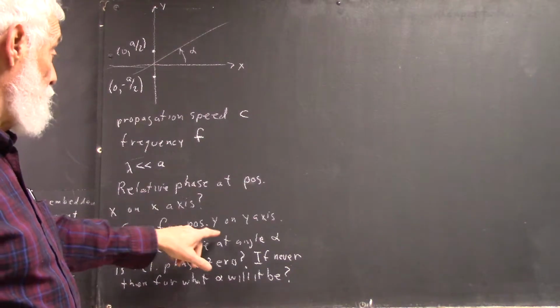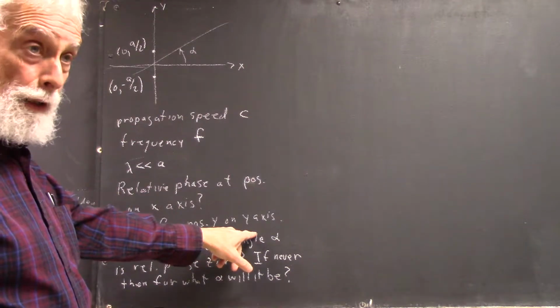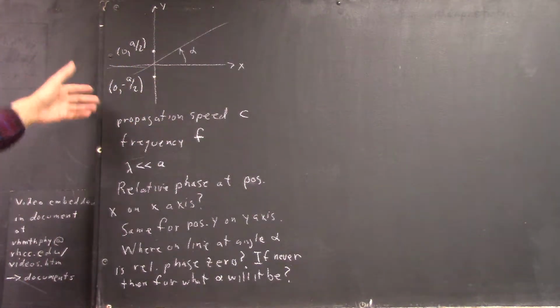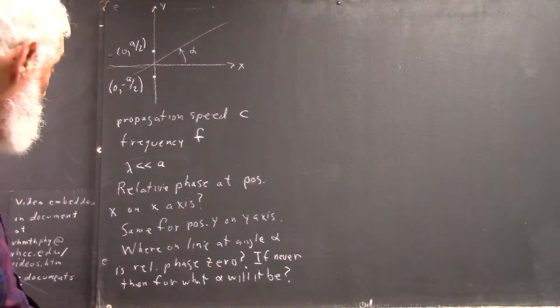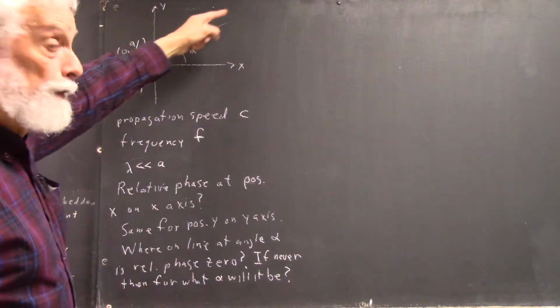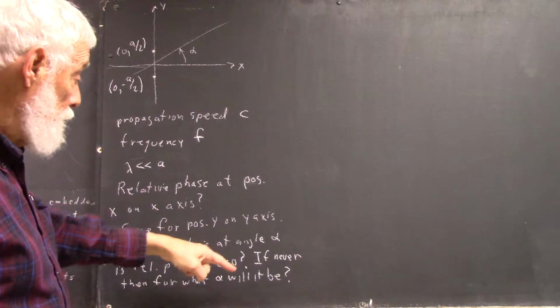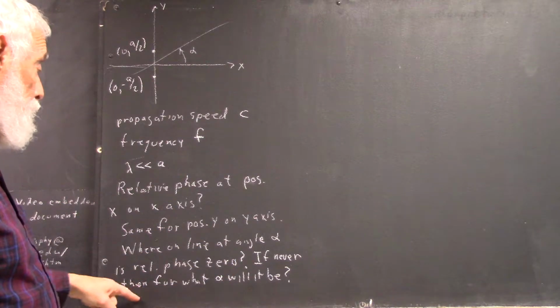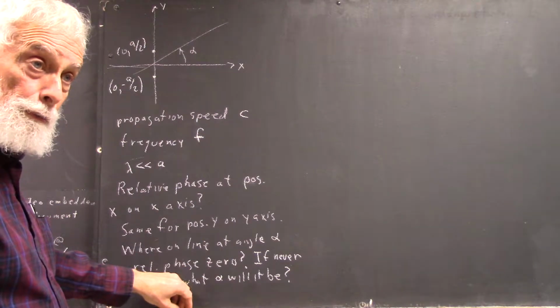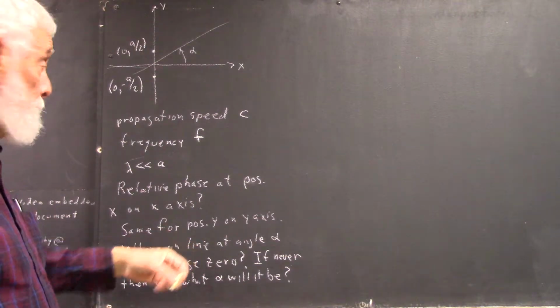That one's pretty easy. Position y on the y-axis, okay, which is going to depend a lot on the parameters of the situation. And where on the line of angle alpha is the relative phase 0, and if it isn't ever 0, then for what angle alpha would it be 0, if any?